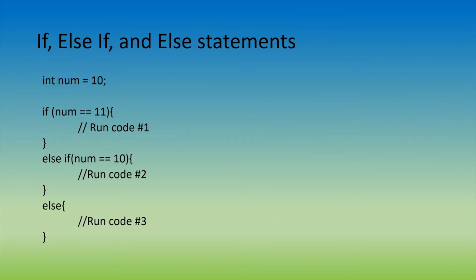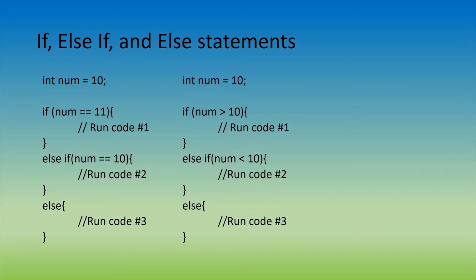If and else statements are an important aspect of coding. They work by running the code inside the brackets if their conditional statement is true. In this example, code number 2 is run because the variable num is equal to 10, and the only statement that is true is the second one. Now take a moment to look over the second group of code and decide which code will run.